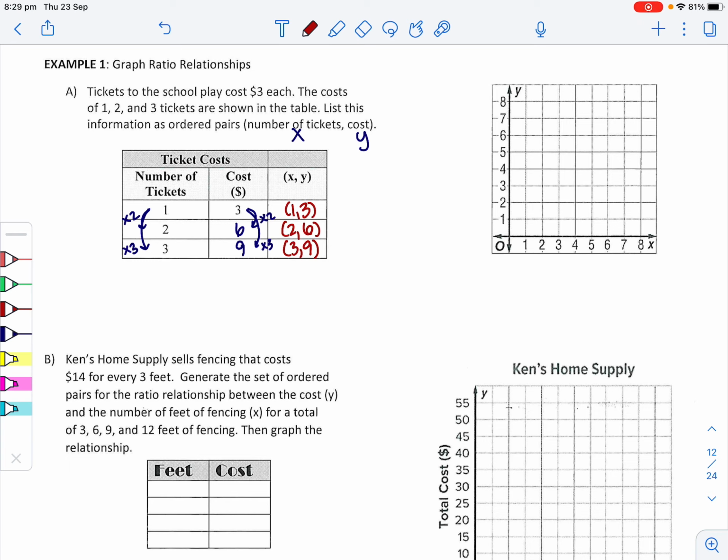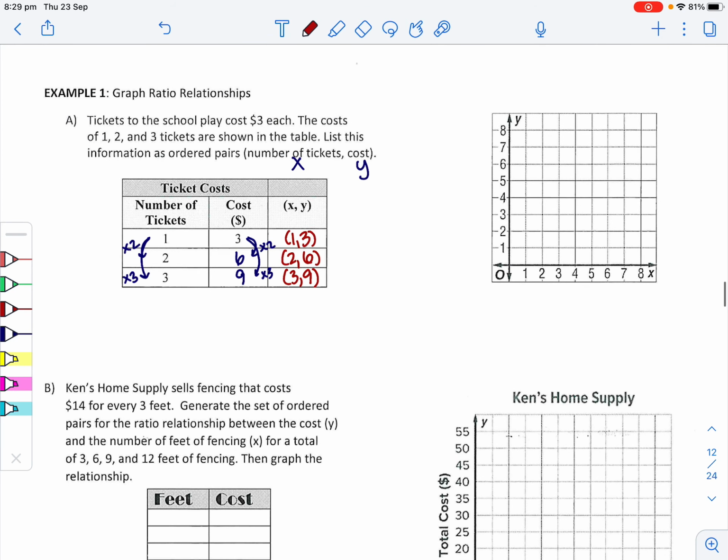And I'm going to plot those on the graph. I'm going to label these axes just because you can see in the next graph they are labeled. So I've got number of tickets down here because that's listed first. And then I've got cost up along the side. I'm going to go over to 1, up to 3, over to 2, up to 6, over to 3, up to 9. So that is plotting my X, Y ordered pairs. We're just going to leave them as points on the graph because they represent the ratio of the cost of tickets and the number of tickets.